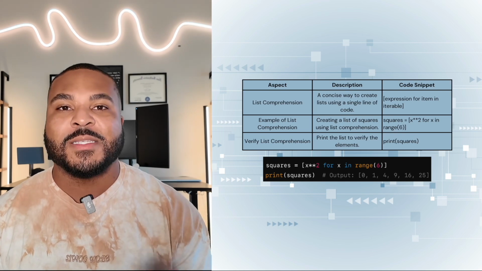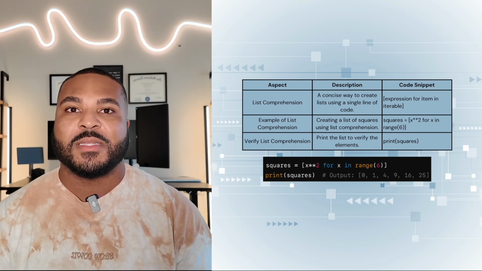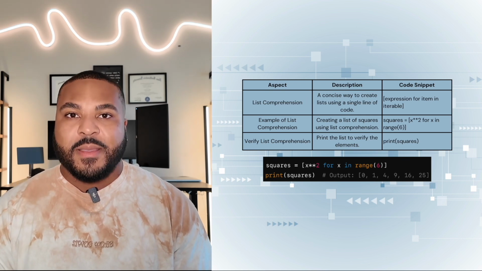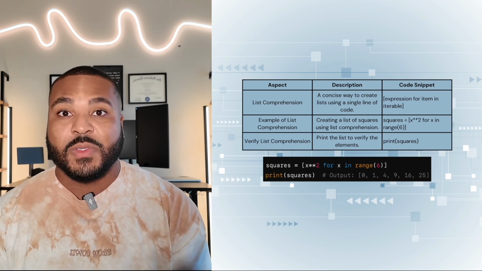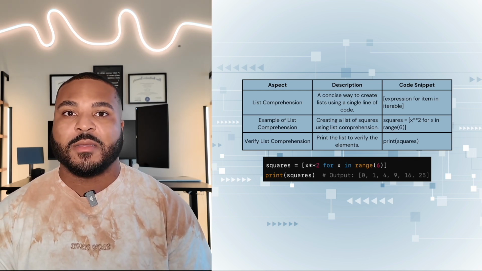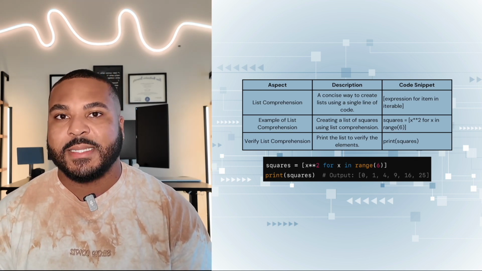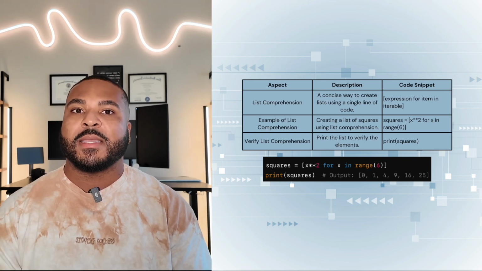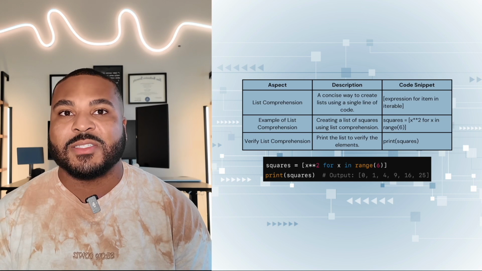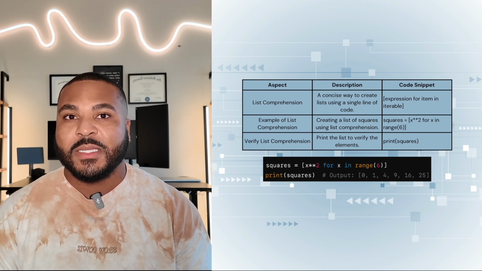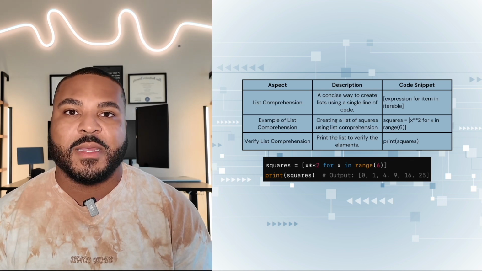Stick with me here. So for the example on the screen, squares equals, let's create a list of squares of numbers from 0 to 5 using a list comprehension. This will generate a new list where each element is the square of its index in the range. So for example, we have squares = [x**2 for x in range(6)]. After creating the list, we can print it to verify the elements.